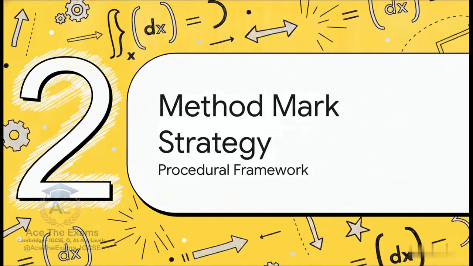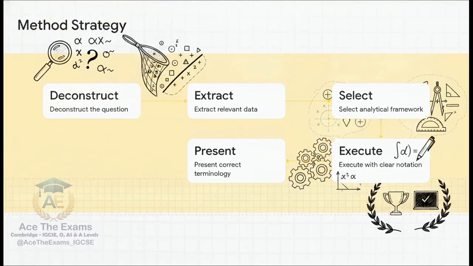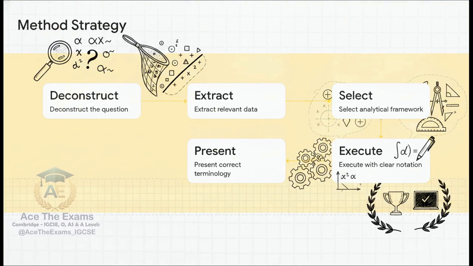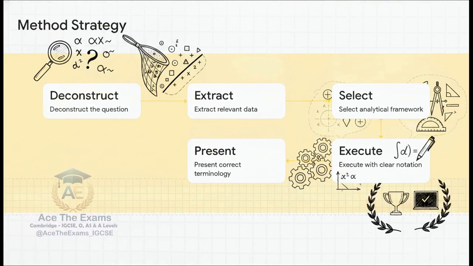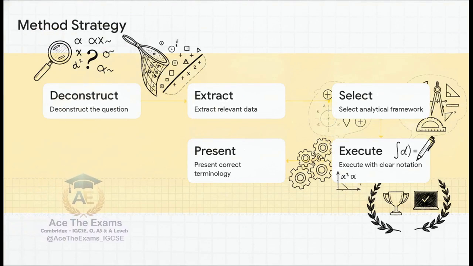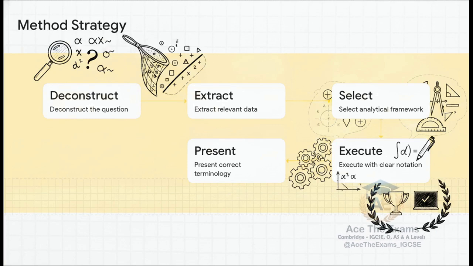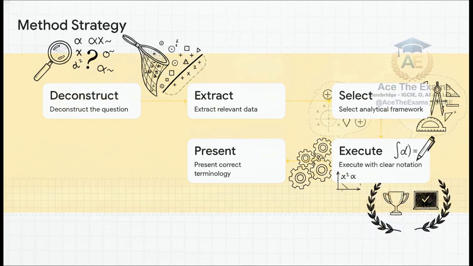Section 2. The method mark strategy. Okay, when tackling these complex 9709 examination questions, you absolutely must execute a flawless procedural blueprint to guarantee your method marks. These are the crucial marks awarded for deploying the correct strategy, even if your final numerical answer somehow slips away under pressure. Here is your 5-step extraction sequence. First, deconstruct the command word. Is it asking you to show that, to evaluate, or to find the exact value? Each one of those phrases requires a totally different operational approach. Exact value means if you write down a decimal, you lose, period.